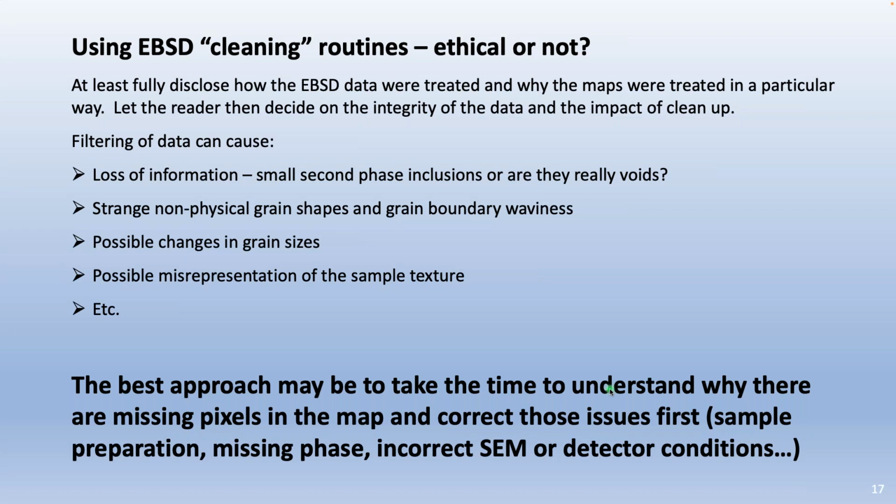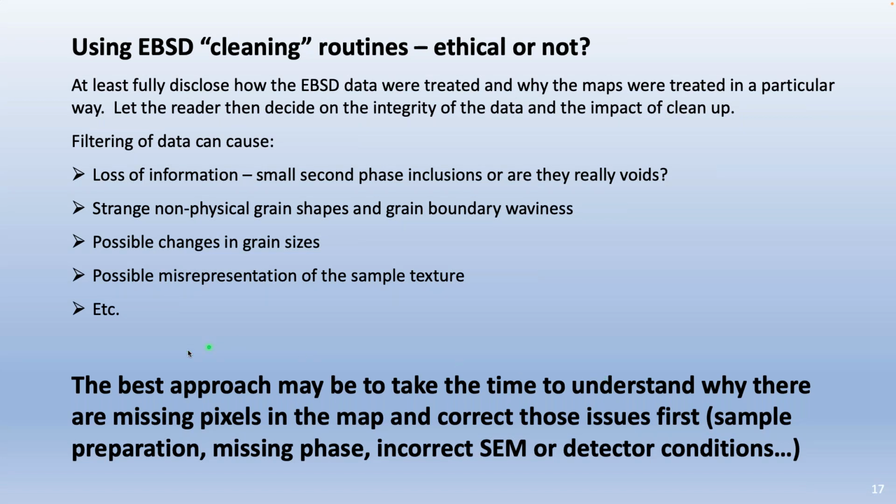Filtering the data can cause loss of information. You might clean up small second phase inclusions, or are they really voids? You don't know until you take a good close look at that map. You can end up with strange non-physical grain shapes and grain boundary waviness. You get some changes in the grain size. There's some possible misrepresentations of the sample texture and some other things that can happen.